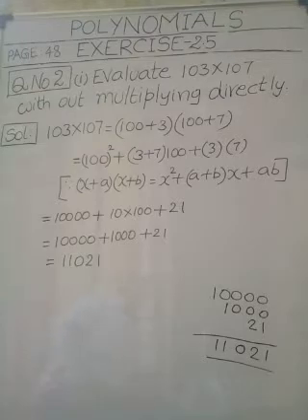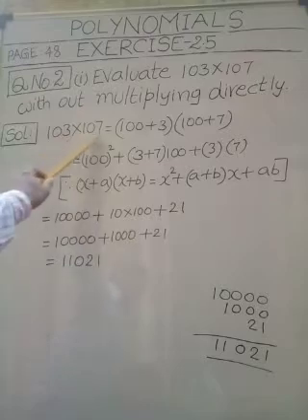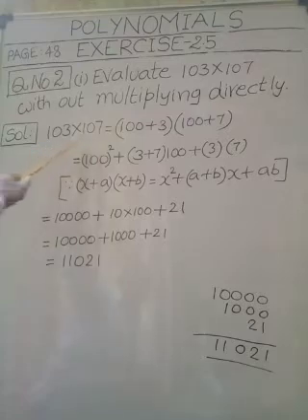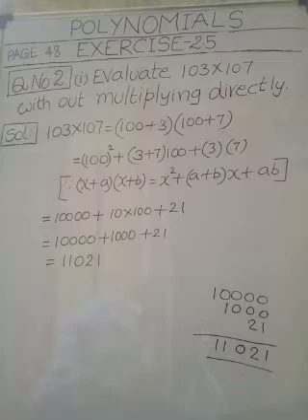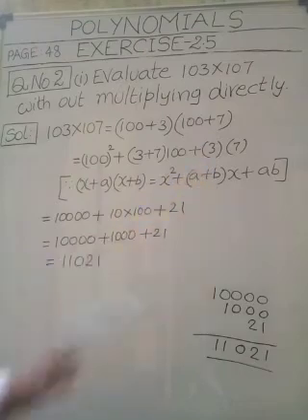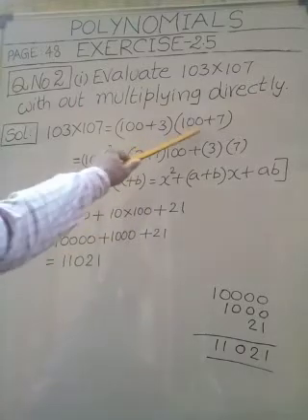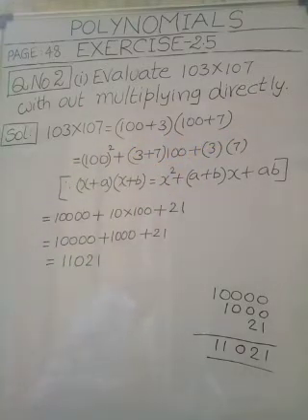Okay, my dear children, right. 103 into 107. These two numbers are very near to 100. Isn't it, my dear children? Right. So 103 can be written as 100 plus 3. Understood, my dear children? We wrote the first number as 100 plus 3, and the second number, 107, can be written as 100 plus 7.